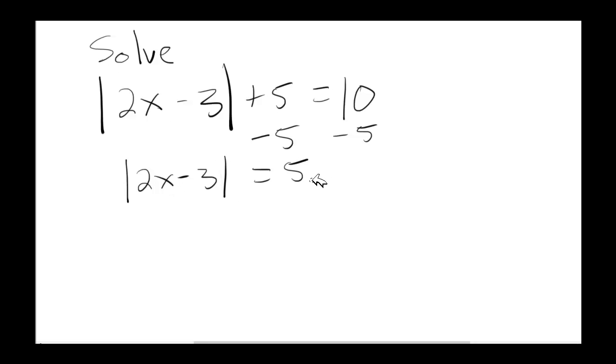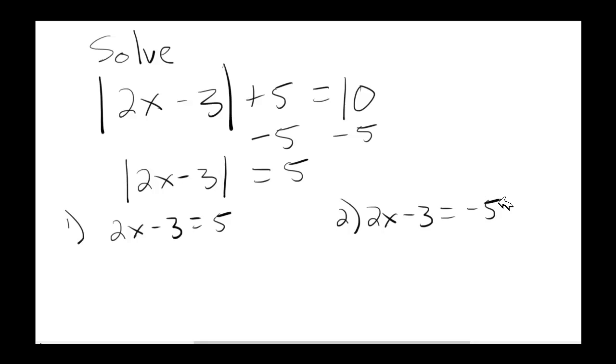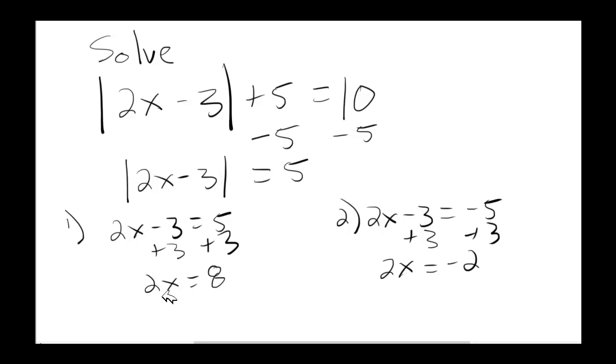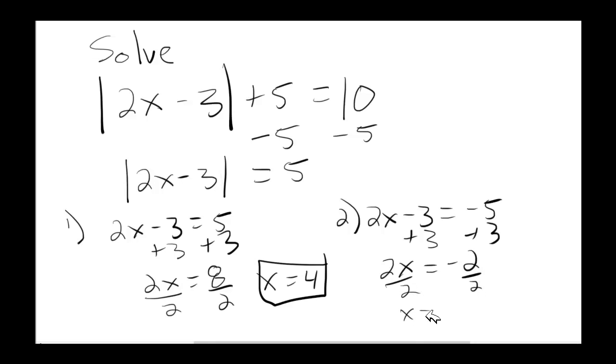Now I think, is this possible? Yes, it can equal positive 5. My first answer: drop the absolute value and solve like normal. In my second one, I'm going to drop the absolute value and make the other side negative. And then it's the exact same steps. So plus 3, plus 3. 2x is 8. 2x is minus 2. Divide by 2. I get a solution of 4. And minus 1. And we've got our two answers.